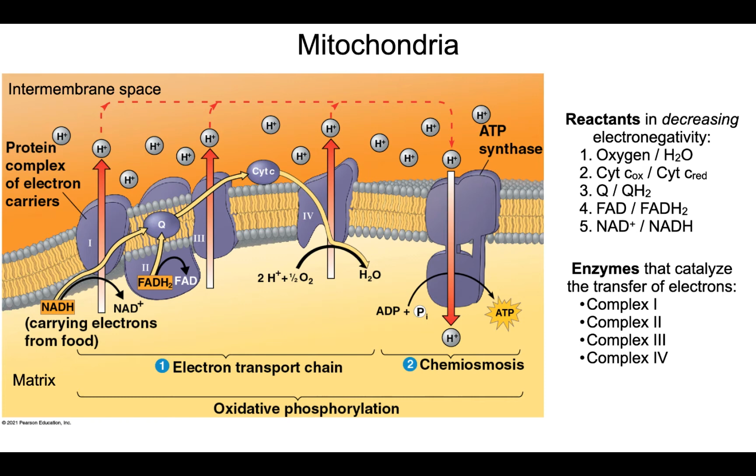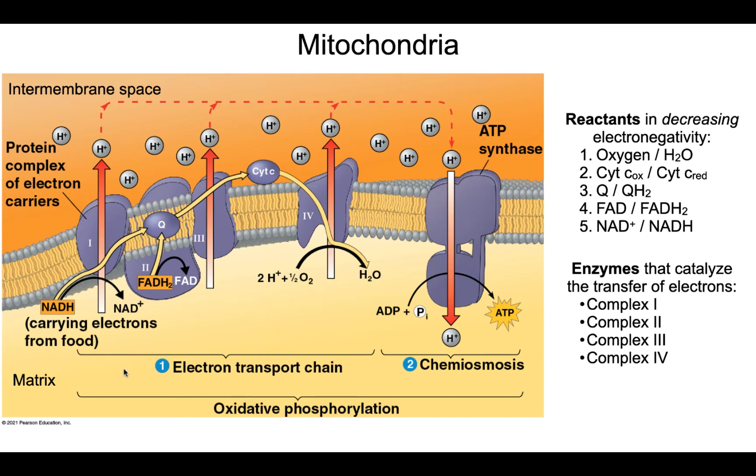This figure you want to become very familiar with, because if you understand it completely, you'll really be able to understand the concept of the electron transport chain and oxidative phosphorylation, which involves the electron transport chain here and chemiosmosis, which is the production of ATP through ATP synthase here. So let's focus on the electron transport chain. Let's get our bearings. This is the intermembrane space out here, and this is the matrix down here.